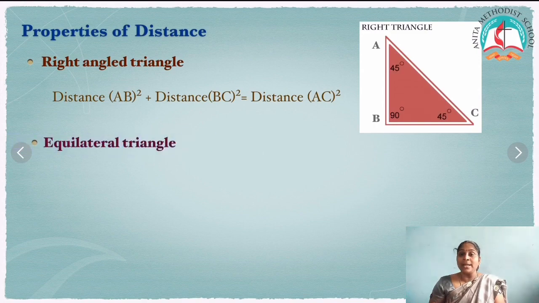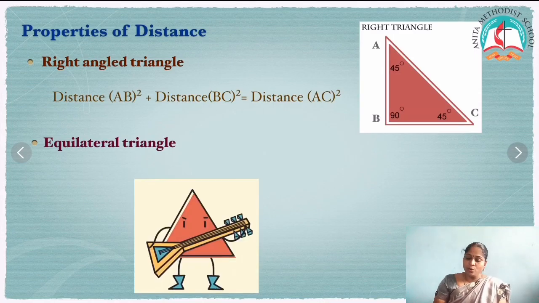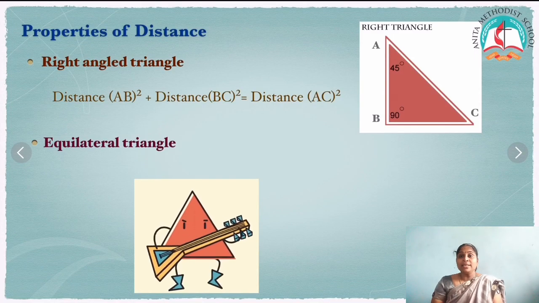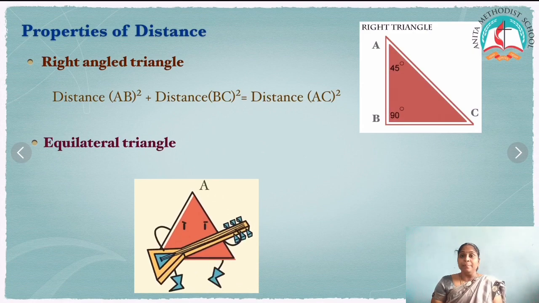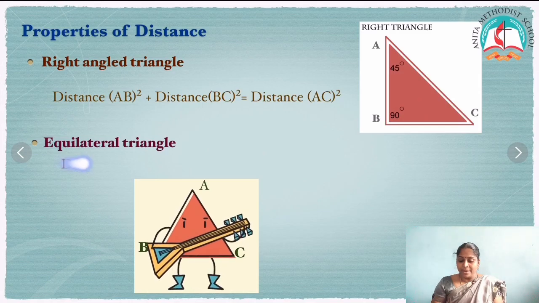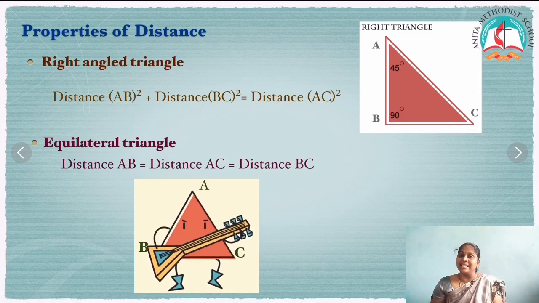Next, equilateral triangle. In an equilateral triangle all three sides are equal. So if the vertices of the equilateral triangle are A, B and C, then distance AB, distance AC and distance BC are equal.